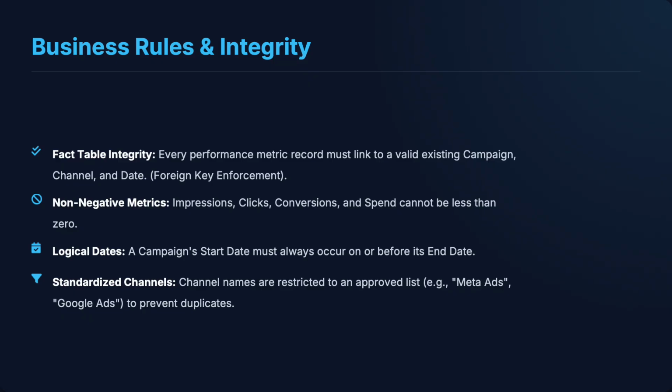A database is only as good as the quality of the data inside it. To protect that quality, I implemented strict business rules. The database rejects orphan data, also known as referential integrity. You cannot enter spend for a campaign that doesn't exist. With data validation, I set constraints to ensure metrics like clicks or spend are non-negative. You can't spend negative dollars.